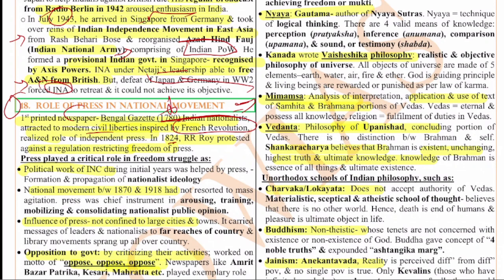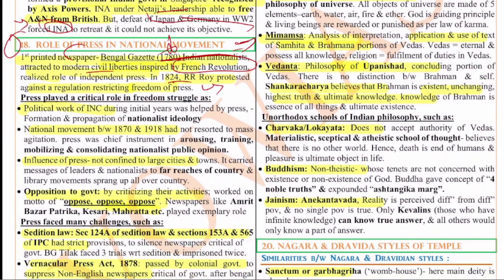In 1824, Raja Ram Mohan Roy protested against a regulation restricting the freedom of press. Okay, so the Vernacular Press Act and all these things we can just mention. Now the critical role of press we have to write. The political work of INC during its initial years was helped by the press. The nationalist movement between 1870 and 1918 had not resorted to mass agitation. The press was the chief instrument in arousing, training, mobilizing and consolidating nationalist public opinion.